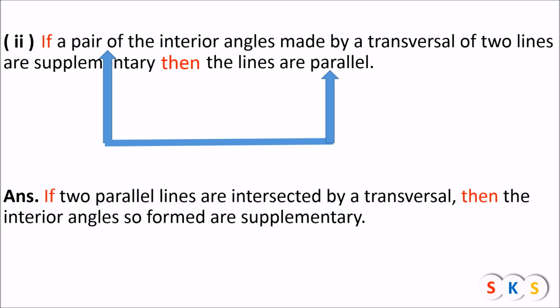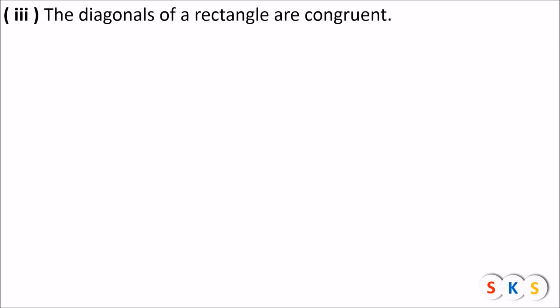Now here we have the next question. The diagonals of a rectangle are congruent. This statement is not in if-then form. So first we will convert this statement into if-then form. Here you can see there is a helping verb, that is are, A-R-E, and after are there is the word congruent. So congruent would be the consequent of the statement. That means it has to be written after the word then. So what is congruent in this statement? Diagonals are congruent. So diagonals are congruent is the consequent. And what is left in this statement? Rectangle. That would be the antecedent. That means this part has to be written after the word if.